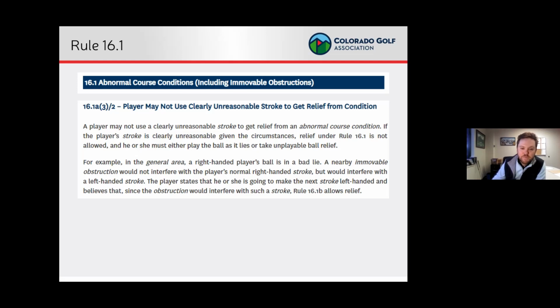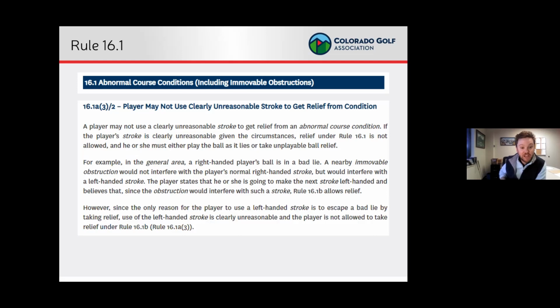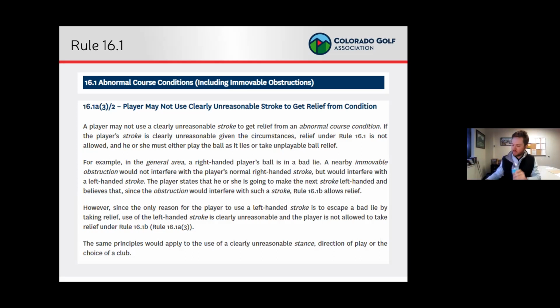But continuing, this one says, however, since the only reason for the player to use a left-handed stroke is to escape a bad lie by taking relief, using the left-handed stroke is clearly unreasonable, and the player is not allowed to take relief under 16.1b. So again, if that obstruction just so happened to be on the left side of the golf ball or the right side of the golf ball, there's no reason the player would play it left-handed. They're only doing it to get that stance on the obstruction to, in their mind, get relief. Well, this says no, you don't. And it goes on to say the same principles would apply to the use of a clearly unreasonable stance, direction of play, or the choice of club.